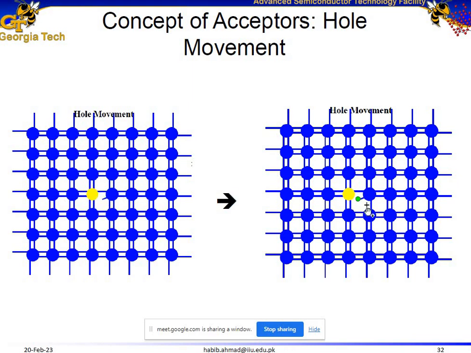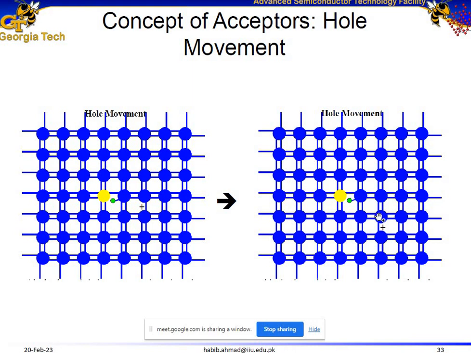As you can see over here, it has jumped from here to this location. So now the bonding requirement over here is fulfilled, but we have a hole left at this spot. And further, what happens is another electron from over here would jump into this location, fulfilling the bonding requirement over here, but then we have an absence of electron at this spot.